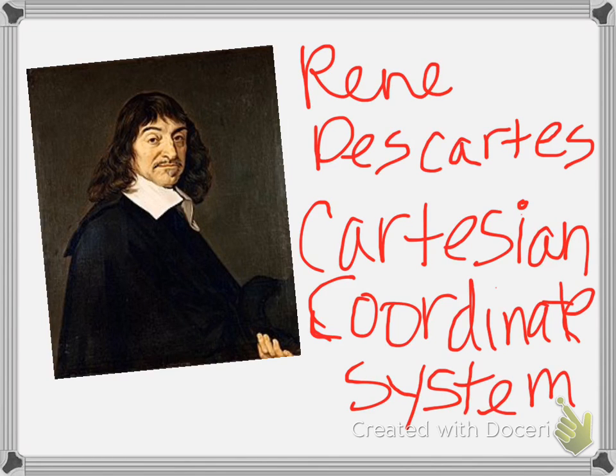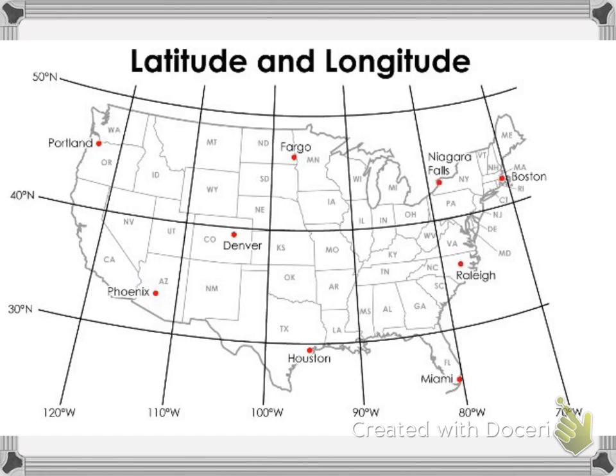All right. And what this is, it's a method of associating every point in a plane with an ordered pair of numbers. Just like how your lines of latitude and longitude do the same thing on a map.